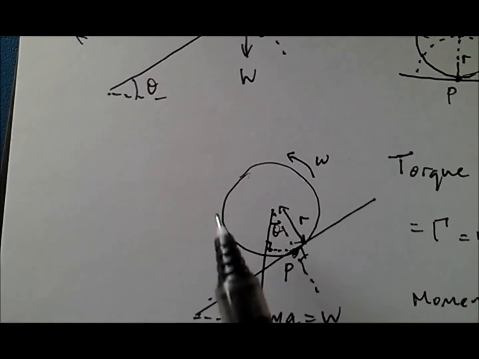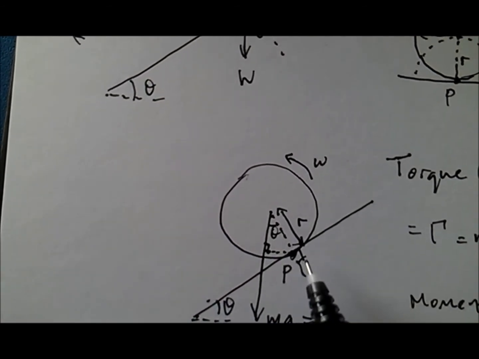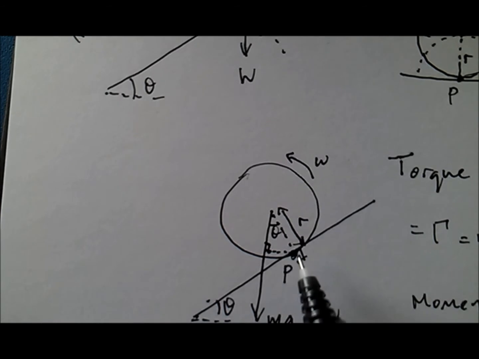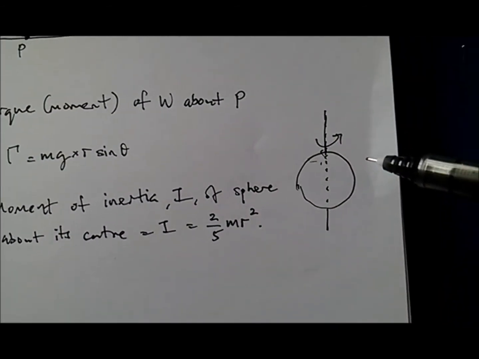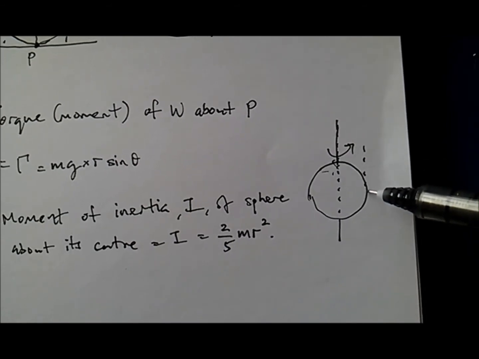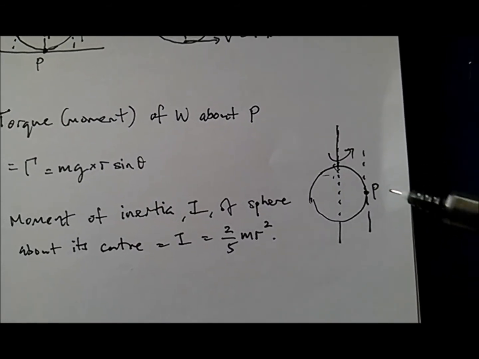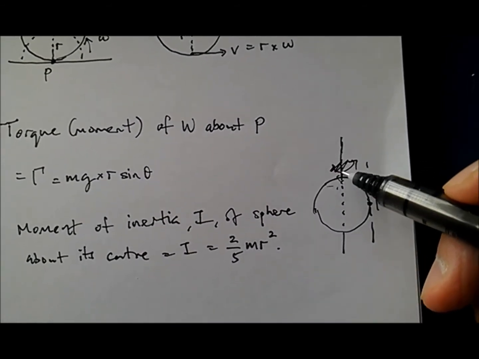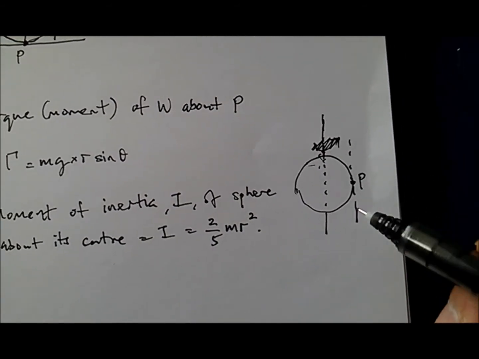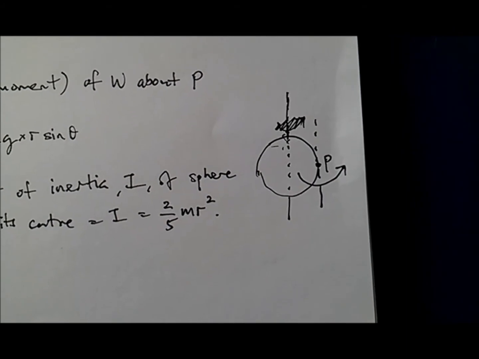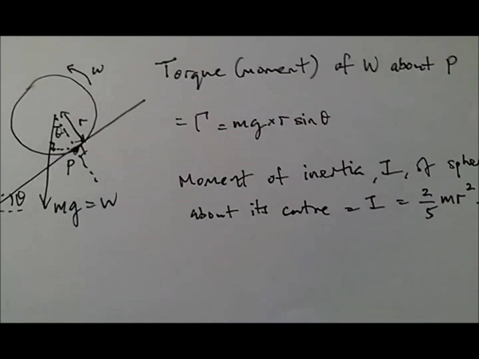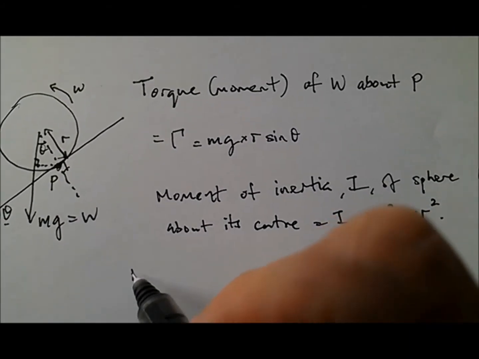We are rotating the sphere about point P, which is not the center. So in this case, the axis of rotation is actually here, point P. We are not rotating the sphere about its own center. We are rotating the sphere about point P. For this, there's something called the parallel axis theorem.